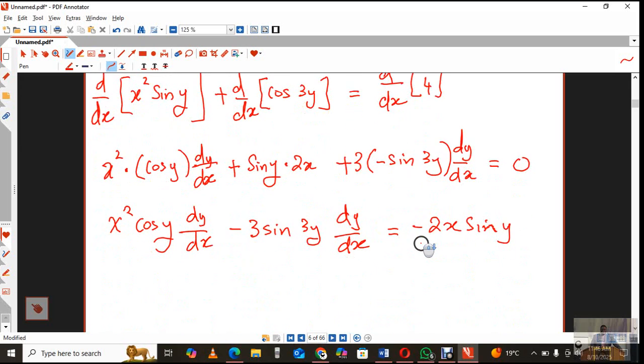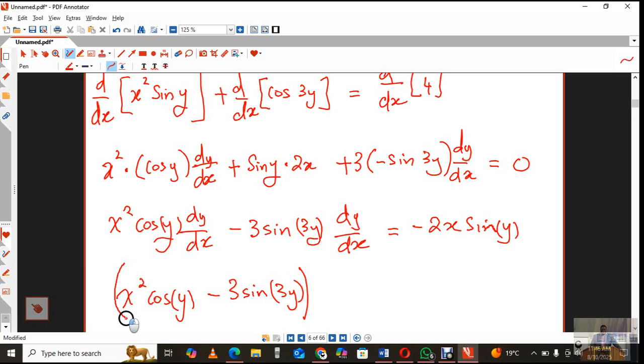Right, there's no harm in maybe putting these angles in brackets so that you do not make obvious mistakes. It's very, very possible to make a mistake with this. Common factor time: take out the coefficients, so that is x squared cos y minus 3 sine 3y. Okay, this is all in front of dy dx, which is equal to minus 2x sine y.